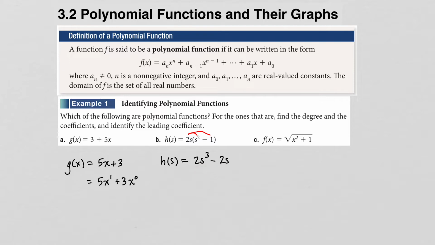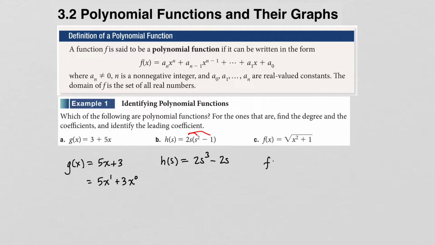And it has a couple of terms. Also, the variable is s instead of x. That's not a big deal. You can change the variable. And so yes, this fits the definition above for a polynomial function.